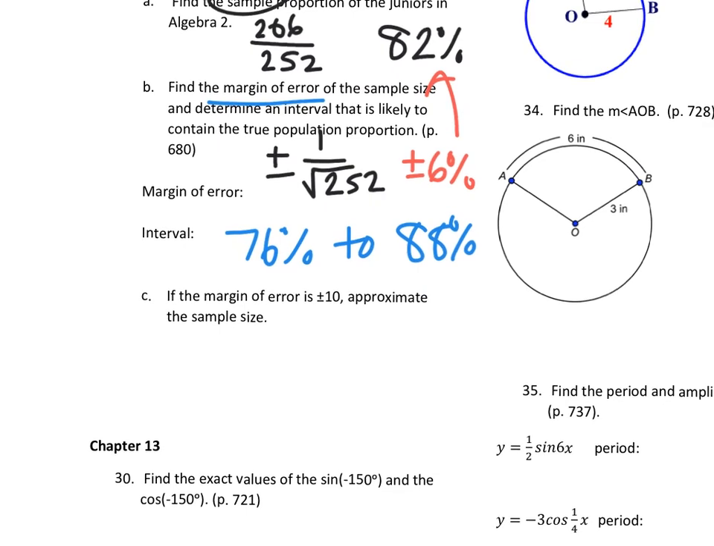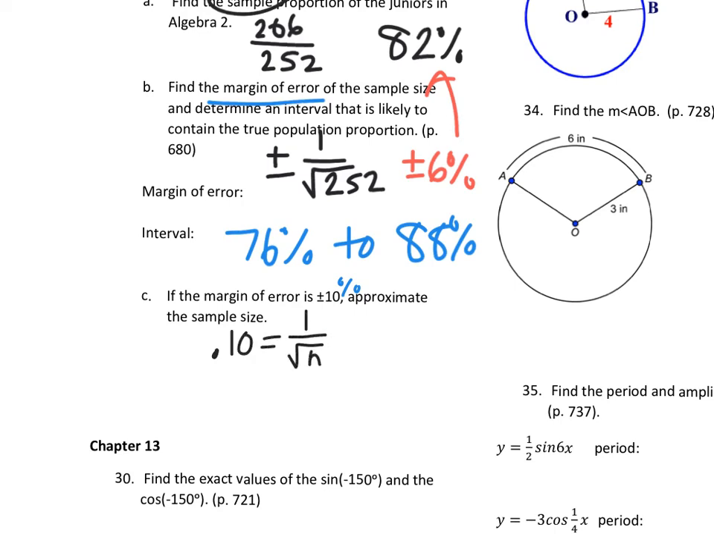Letter C, find the margin of error. If the margin of error is plus or minus, this should have a 10% right here. Approximate the sample size. So I'm going to use the margin of error formula. I know it's 10%, so I'm going to just do the positive, equals 1 over the square root of n.